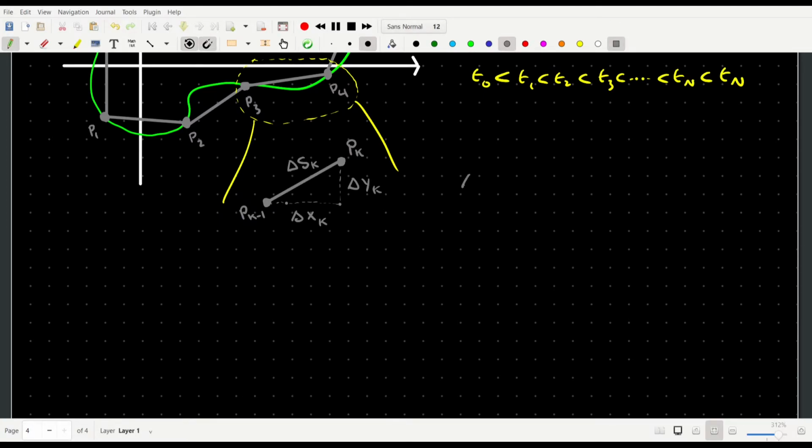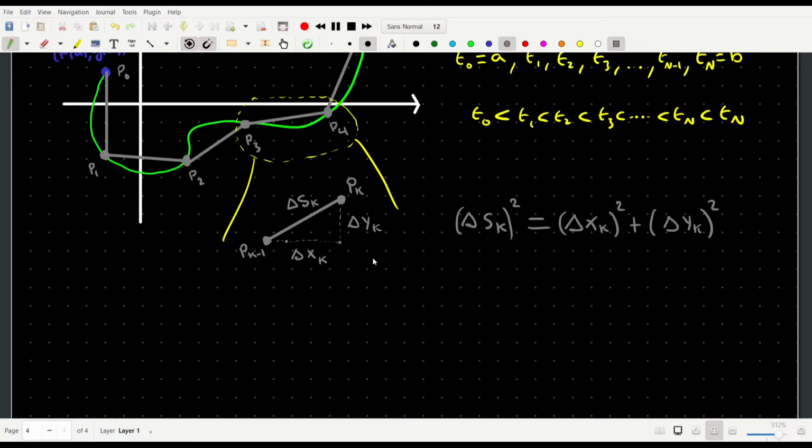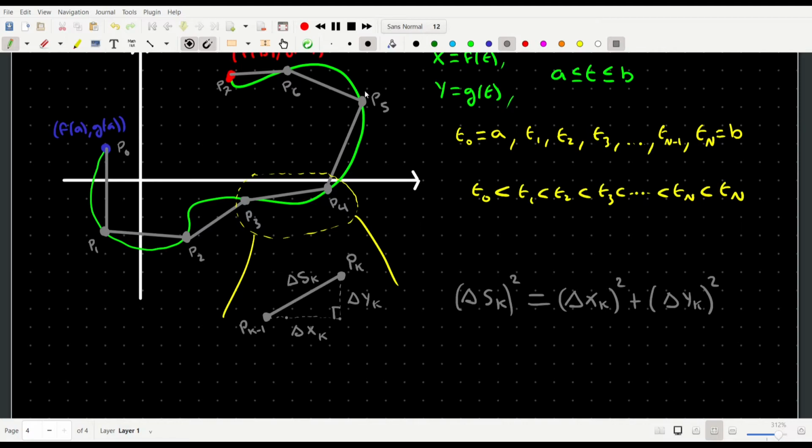And we know that delta sk squared will be equal to delta xk squared plus delta yk squared from the Pythagorean theorem on this right triangle. Okay, and this is true for any one of these segments.